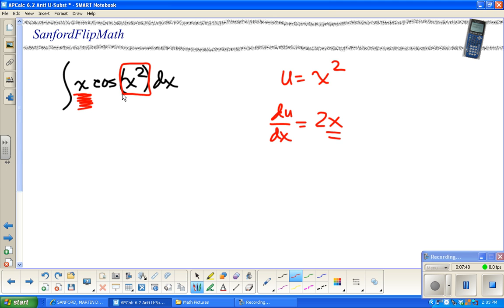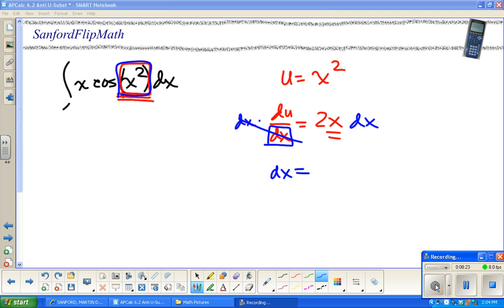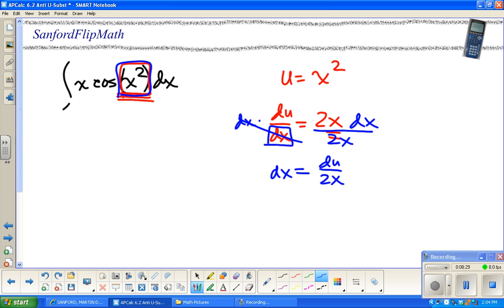So the issue again is I have a function inside of a function, x squared inside of cosine, and the derivative of x squared kind of is present. That's how you know this becomes an integration by u-substitution problem. So doing what I did before, I'm going to make a replacement for x squared, and I'm going to make a replacement for dx. In order to do that, I need to know what dx is equal to. So again, I'm going to multiply by dx, and then I'm going to divide by 2x. So this becomes du over 2x.